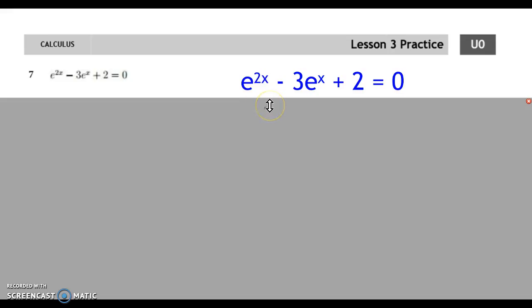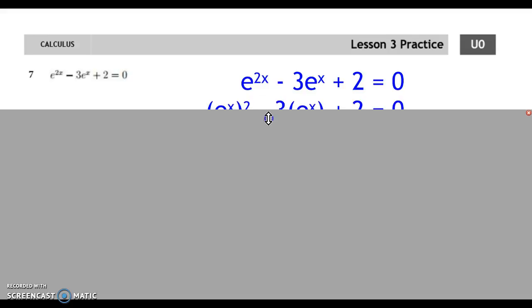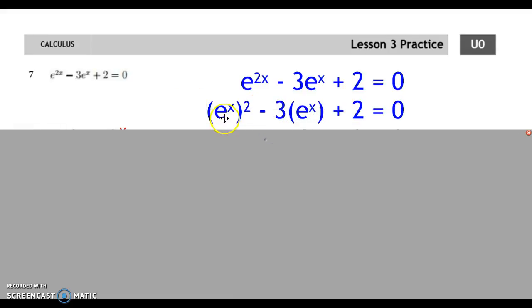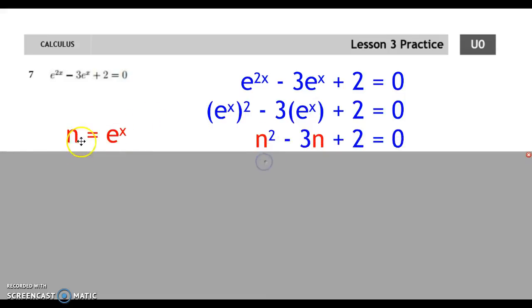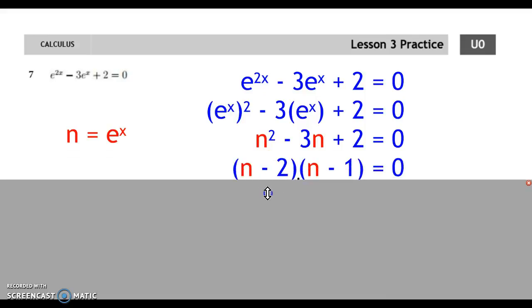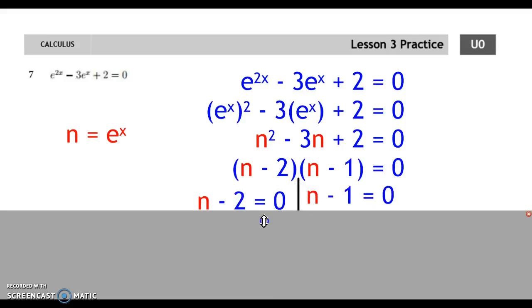So we'll step you through number 7, line by line. You can see that I rearranged it so it looks like a quadratic. Then I did my substitution. I said that n was equal to e to the x, and I replaced all of the e to the x's with n. Then I factored, just like you factor a normal quadratic. I saw it was a zero product property problem, so I did the split and solve method.